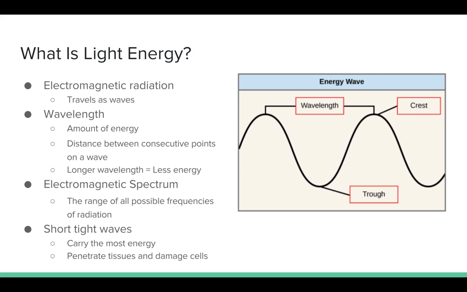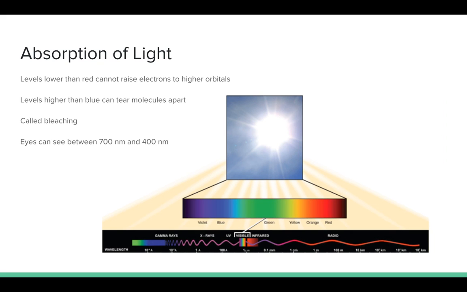Electromagnetic radiation travels in the form of waves, and wavelength is the amount of energy or the distance between consecutive points on a wave. A longer wavelength means less energy, and the electromagnetic spectrum is the range of all possible frequencies of radiation. Short, tight waves carry the most energy and could potentially damage cells.